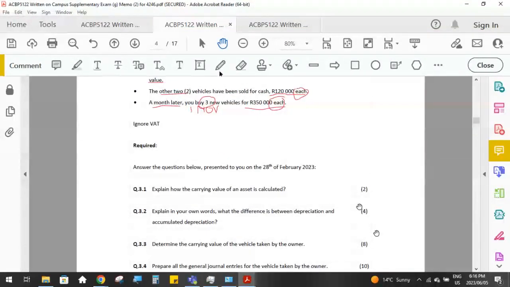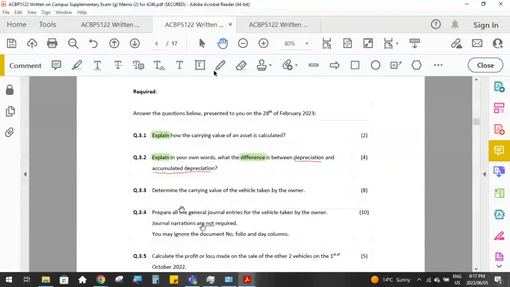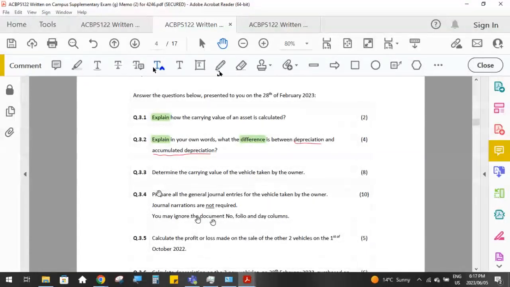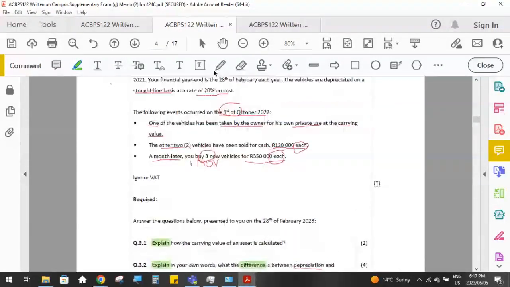That's easy enough. And then for 4 marks, also explain. So when they say explain, that must be in your own words. So explain in your own words what is the difference between depreciation and accumulated depreciation. So again, that's another theory question. And then the ones that require calculations: determine the carrying value. So there we have to work out what the carrying value of that vehicle was that was taken by the owner when he took it for his own use. So let's go and have a look at that calculation.